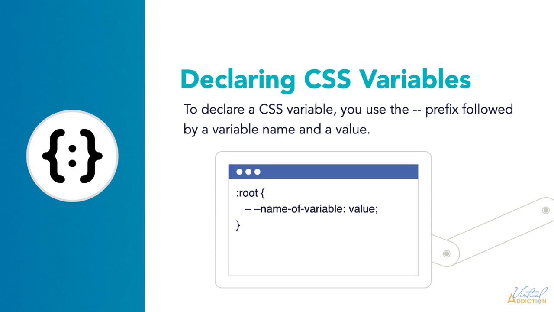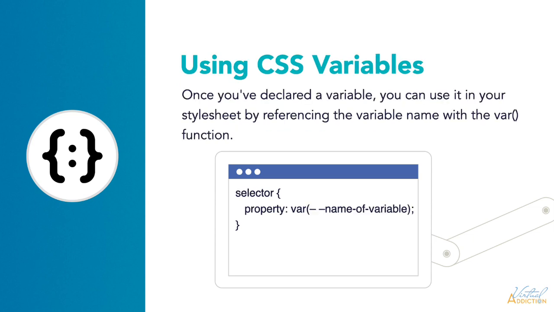Once you have this in place, inside of the curly braces, you're going to use the -- prefix followed by the variable name and then assign a value. In order to use CSS variables, you'll need to declare the variable, and then you can actually use it in your style sheet by referencing the variable name by using the var function. In this example, you could use the selector, and then you'll assign the property name, and then for the value, you'll assign var, and in parentheses, you'll place the name of the variable.